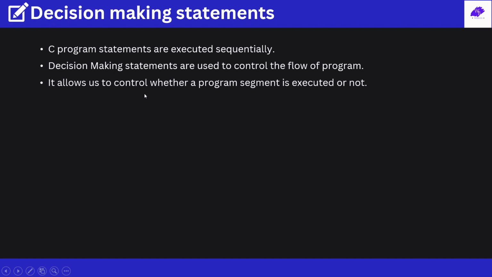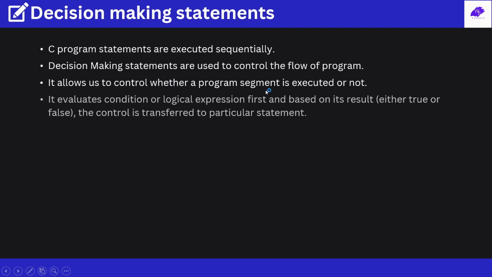It allows us to control whether a program segment is executed or not. For example, if the marks are greater than or equal to 90, then and only then will the student get a distinction. If the marks are not greater than 90, the distinction should not be printed, so that statement is not going to execute. So it allows us to control whether a statement is executed or not.